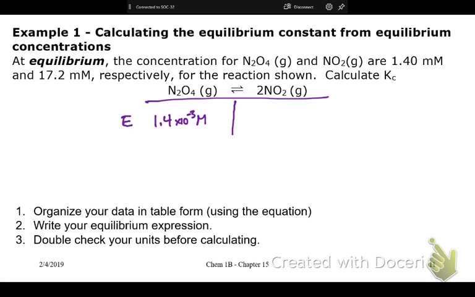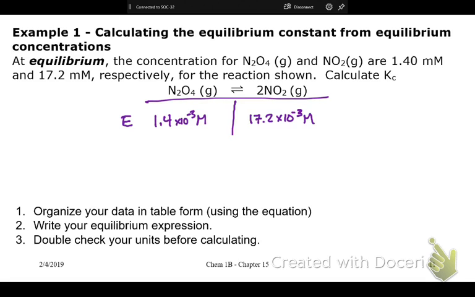Right? And then for NO2, it's going to be 17.2 times 10 to the minus 3 molar. And I know I could have shifted the decimal and stuff like that. It won't matter at the end. When you do the calculation, you're going to just type it in like it is there. Okay.